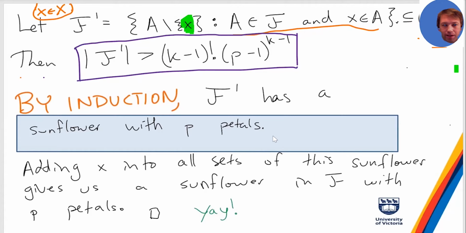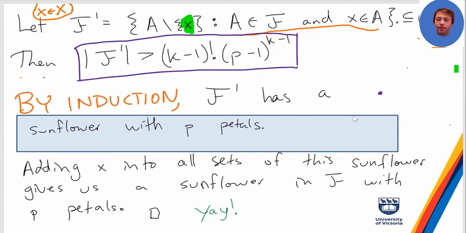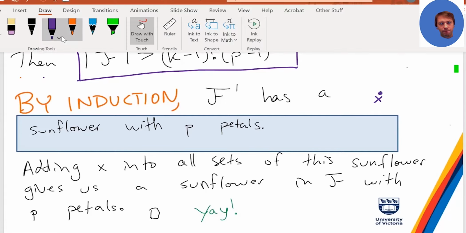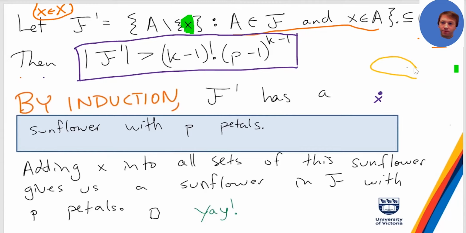So maybe I'll try to draw a picture. We've got this x sitting here. If you look at this F prime, we found a sunflower in there, right? These are sets in F prime, and there's a sunflower with p petals, and they have some sort of core. I don't know what the core is. It could be the empty set. It could have 10 elements. I have no idea. But you have some sort of sunflower. These sets are supposed to have the same size, but they don't look like it. But this is a sunflower in F prime.